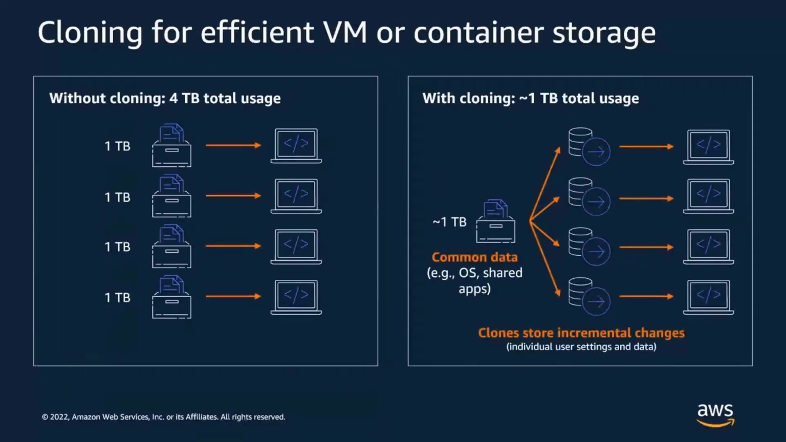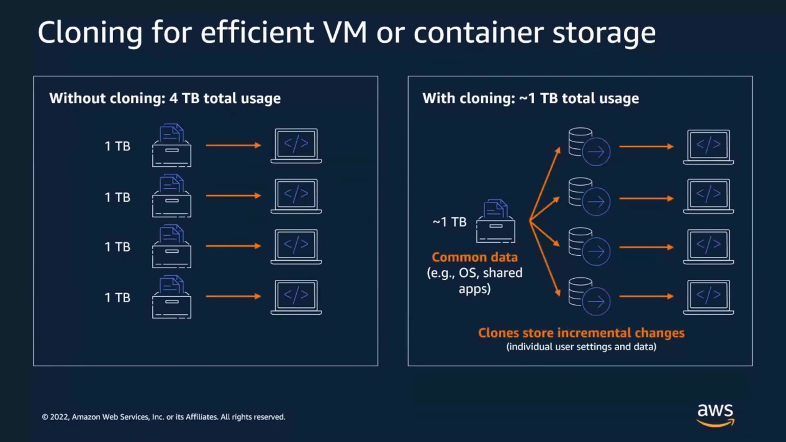And there are two specific use cases I wanted to dive into. So one is around using clones for efficient virtual machine storage. Without cloning, in order to power 4 virtual machines, each with a terabyte of data, what you typically need to do is store 4 duplicate copies of this data. In total, you need 4 terabytes of storage in order to power these 4 virtual machines. But in fact, a lot of these types of environments share a lot of data across these end users. So common data like the operating system and shared applications really make up the majority of that terabyte.